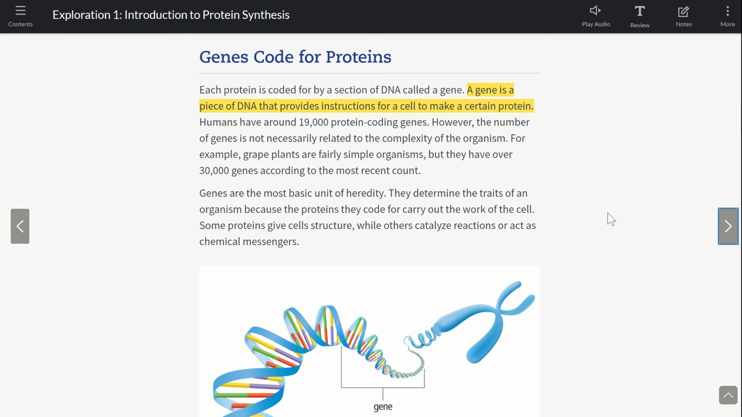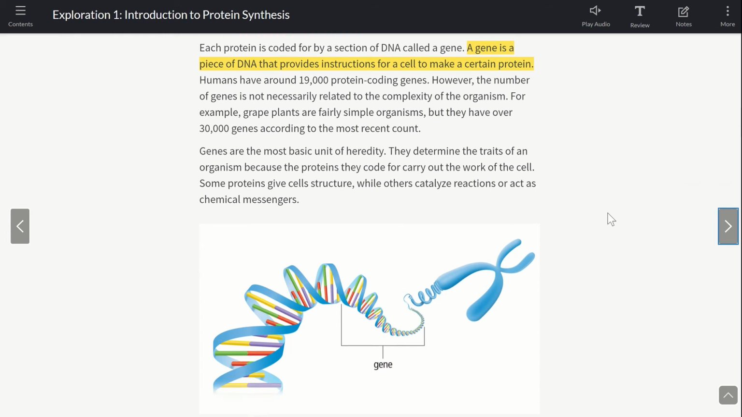Now, there are more genes than that in your DNA, but some of those genes, we don't necessarily know what they're used for, if anything at all. They might just be what we call junk DNA, but we might talk about that later.